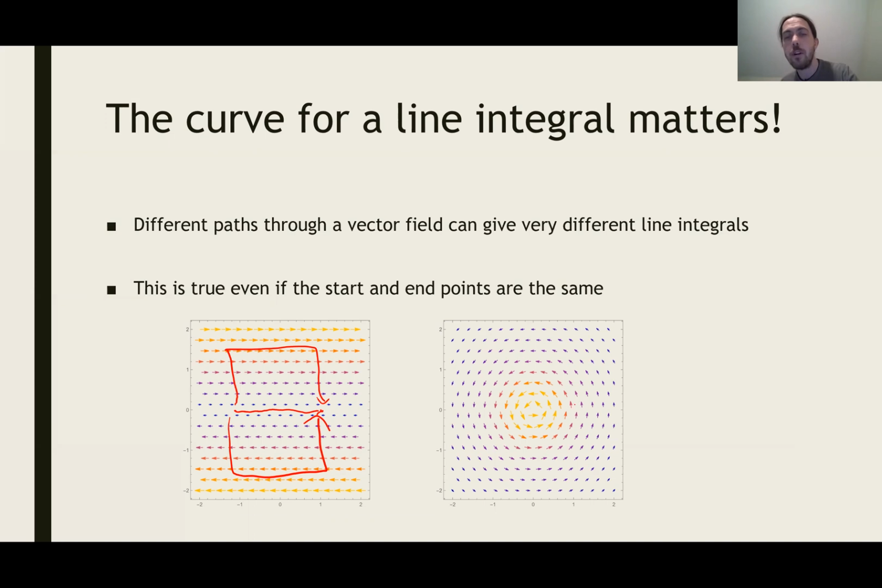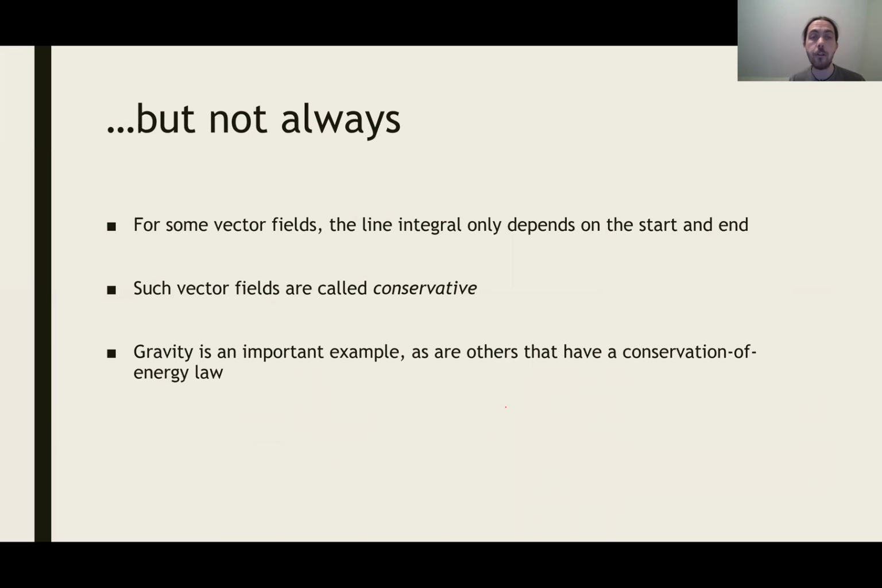A slightly different example is this one at the right, where if we go along a clockwise curve or a counterclockwise curve, we get different energy levels because one direction is going in the direction of the spiral and another is going away from the spiral. So we get different line integrals depending on which way we go.